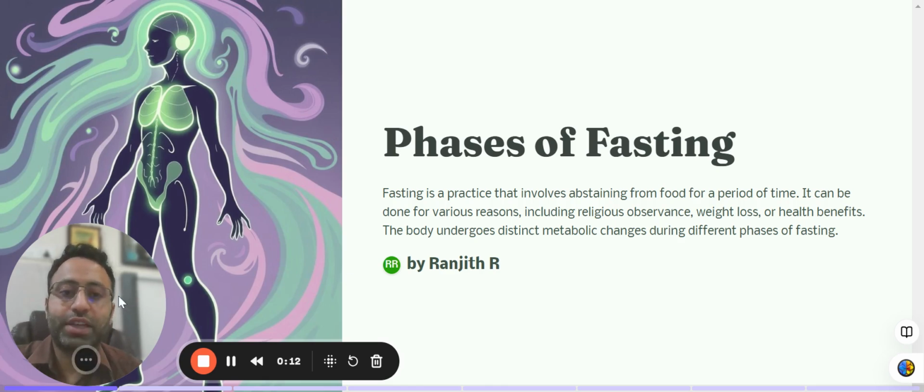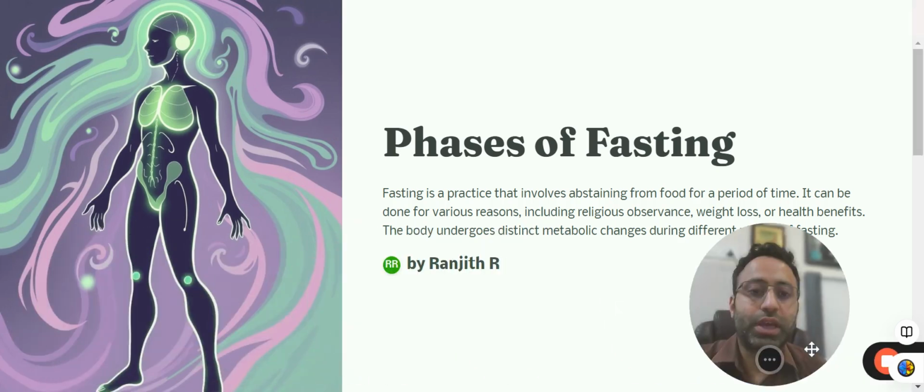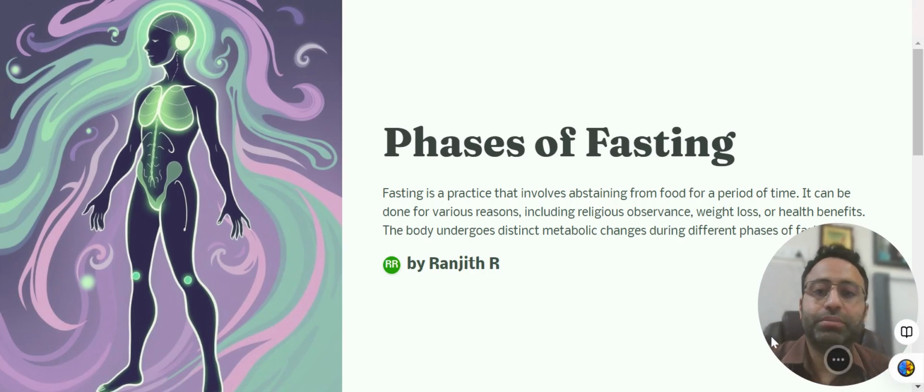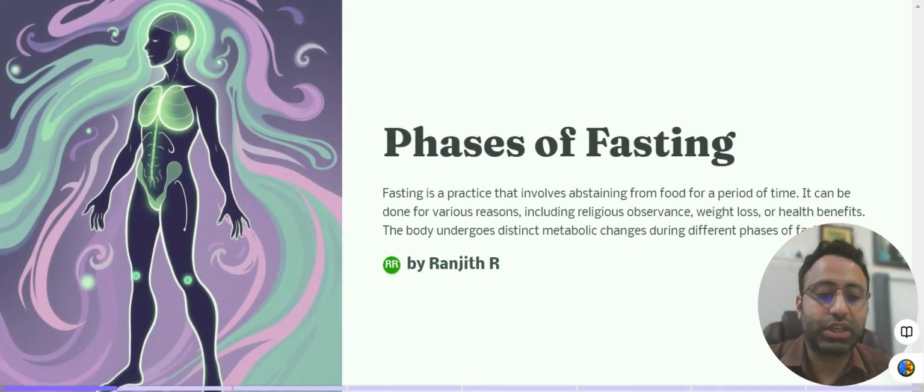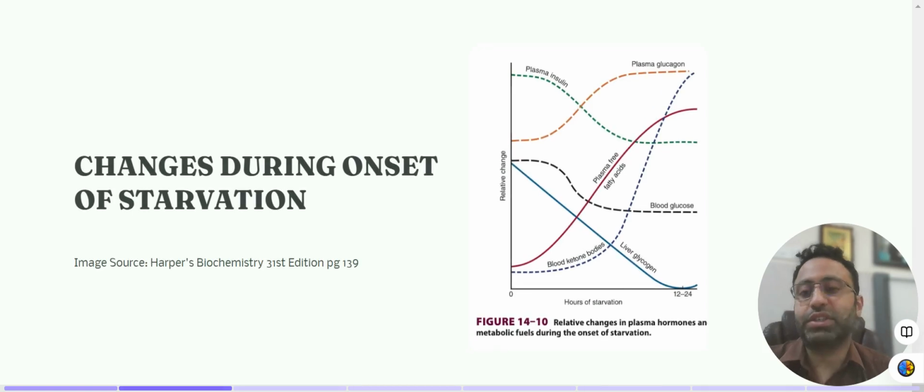As you know, fasting is a practice that involves abstaining from food for a period of time. It can be done for various reasons. Some people do it for religious practices, some do it for weight loss, some do it for health benefits. Specifically in diabetic patients, it's very helpful in reducing the blood glucose levels. So usually the body undergoes distinct metabolic changes during these phases of fasting. So we'll quickly discuss what the body undergoes during these phases of fasting.